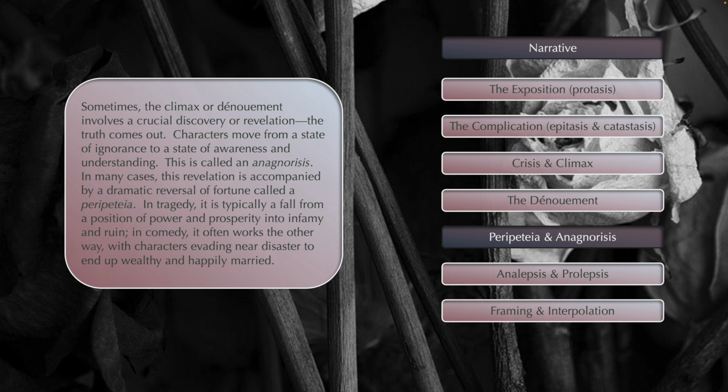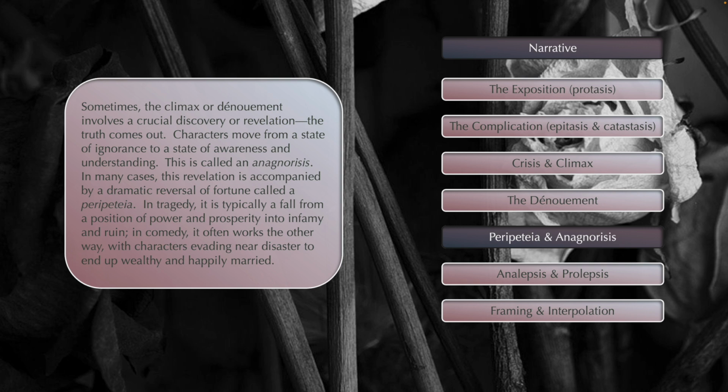Sometimes the climax or denouement involves a crucial discovery or revelation. The truth finally comes out in a very dramatic way. Characters move from a state of ignorance to a state of awareness and understanding, not always pleasant. This is called an anagnorisis. In many cases, this revelation, this understanding, is accompanied by a dramatic reversal of fortune called a peripeteia. So these two terms are often linked together.